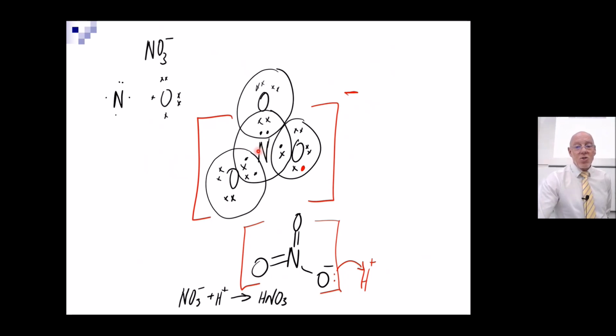Watch what I've got. Here's the nitrogen in the middle. So let me explain it first, and then you can draw it. Here's the nitrogen in the middle. Where are these 5 electrons? There's 2 there, 3, 4, 5. 1, 2, 3, 4, 5.